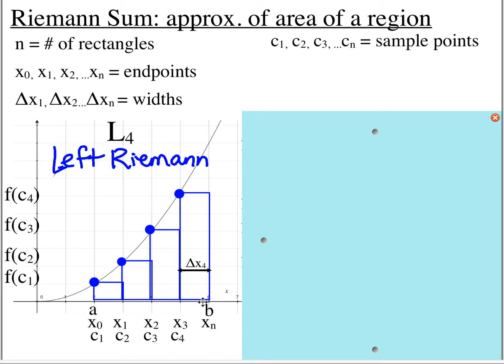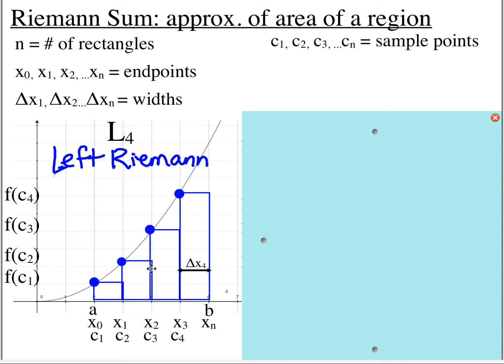So if I'm going from A to B, it's already a width of 4. So each width of my rectangle is going to be 1. And then my sample points, I'm going to start on the left side of each rectangle, so C1, C2, C3, and C4. I'm not going to use the far right one because that's the right side of the rectangle. We only want to use the left side. And then the height of each rectangle goes to the y values at C1, C2, C3, and C4. And so then we find the height and multiply it by the width, and so that's the area of the rectangle. We add all 4 together, and that approximates the area under the curve.